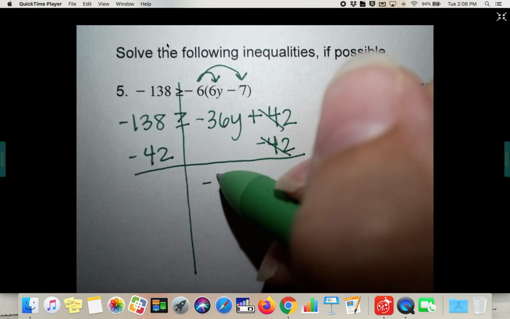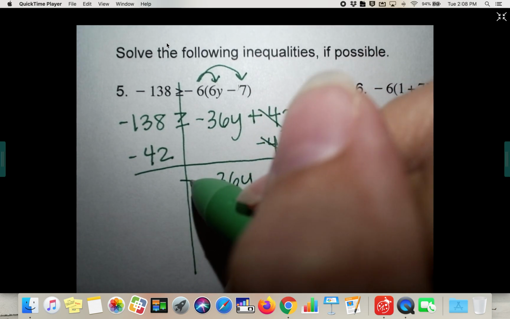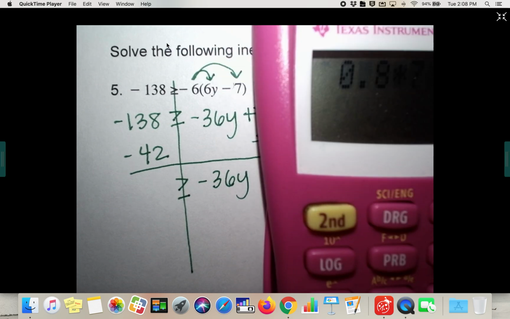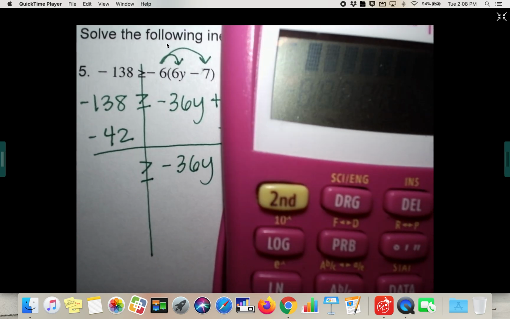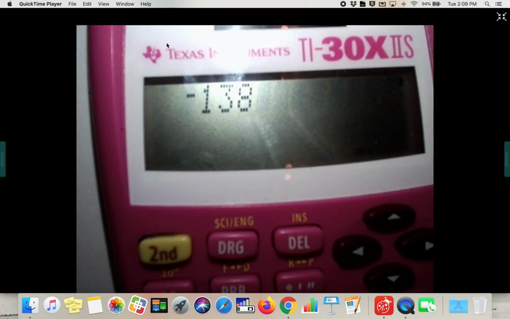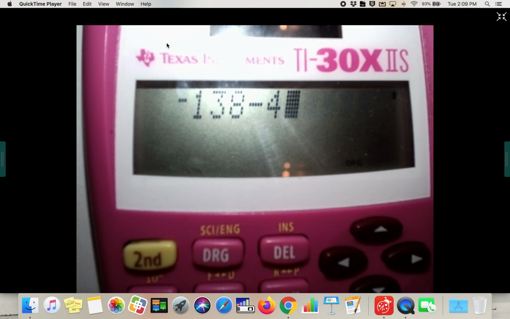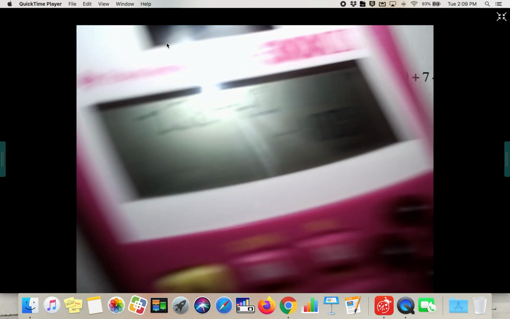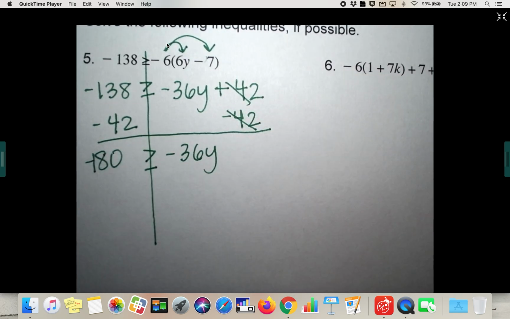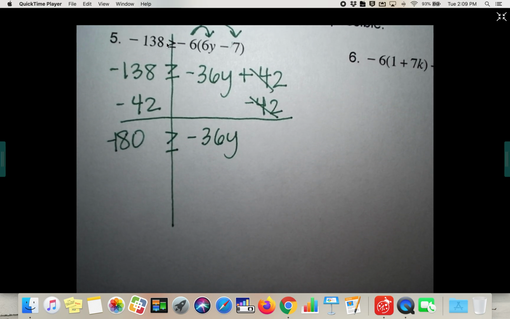Bring down your negative 36y, bring down your symbol. I don't know what that is, so I'm going to put it in my calculator. So, oops, let's clear that. Negative 138 minus 42 is negative 180. Negative 180.